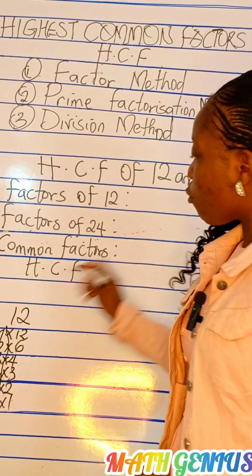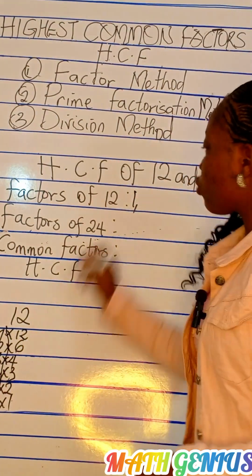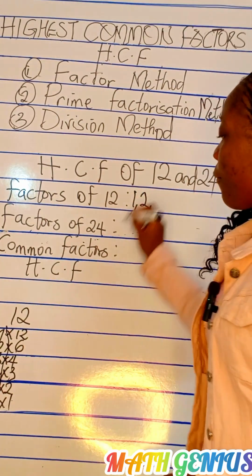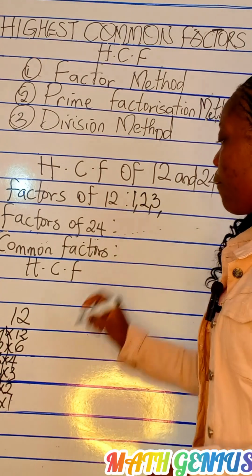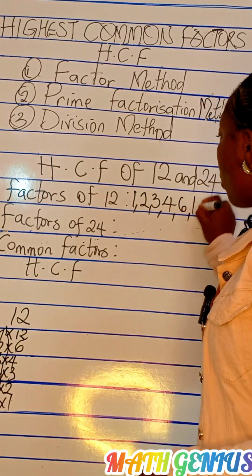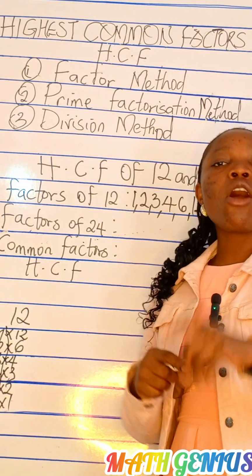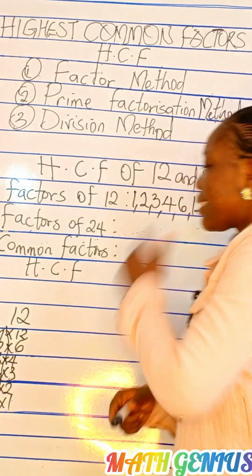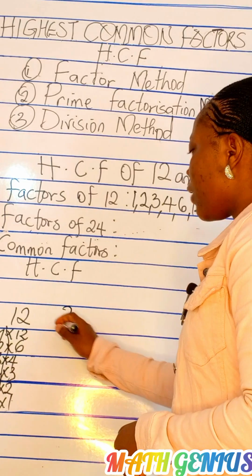At the left hand, we have 1, 2, 3, 4, 6, 12. Now, these are all the factors of 12. Same thing we are going to do with 24.